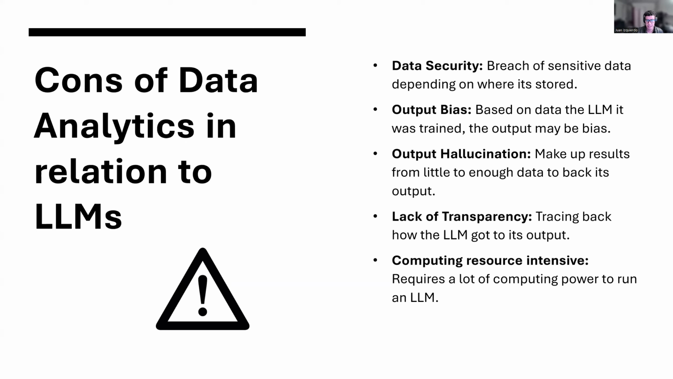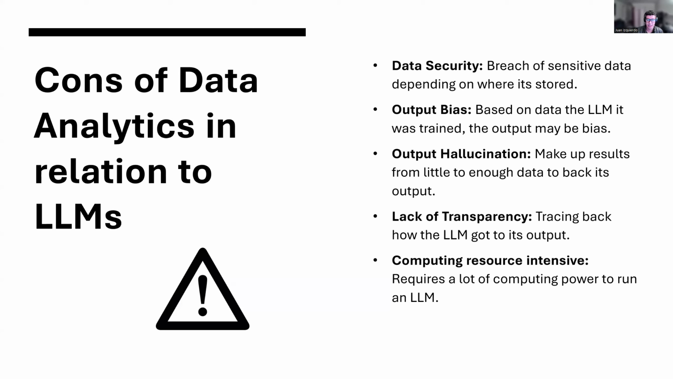There's also an output bias based on the data that the LLM has been trained on. The output may be going from one side to the other side, and it might not be a fair output if it doesn't have enough data to look into a broad perspective of points.